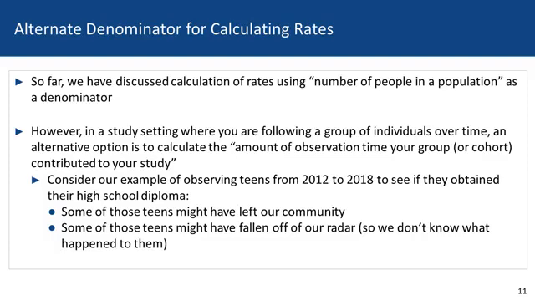Consider our example of observing teens from 2012 to 2018 to see if they obtained their high school diploma. Now, keep in mind, some of those teens who became pregnant at some point in 2012 might have left our community in the subsequent 6 years. Some of those teens might somehow have fallen off of our radar. They did not want to be contacted by us, so we don't actually know what happened to them.